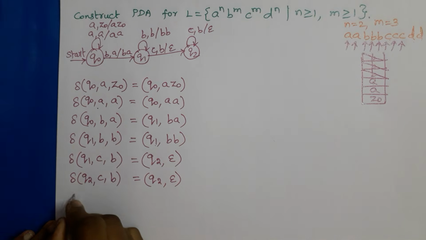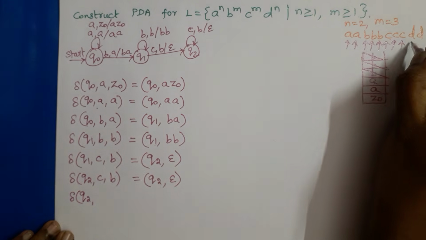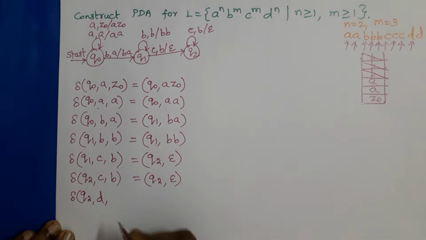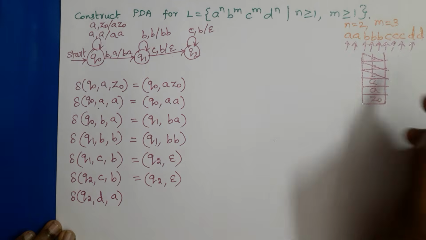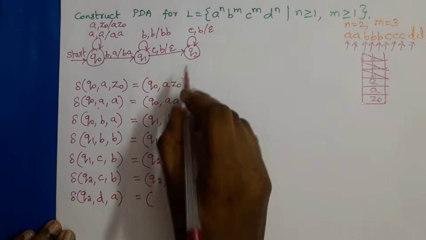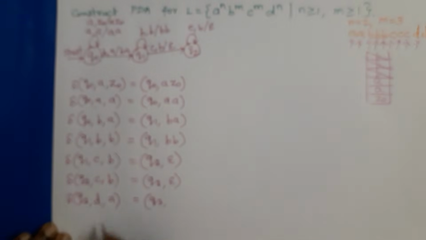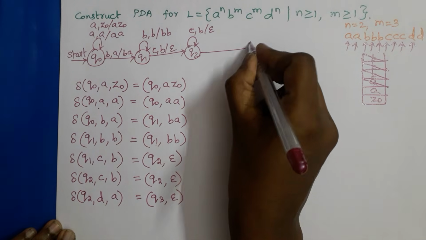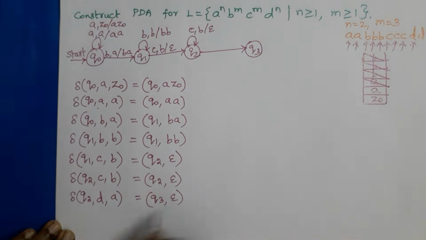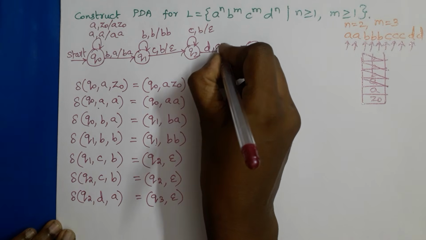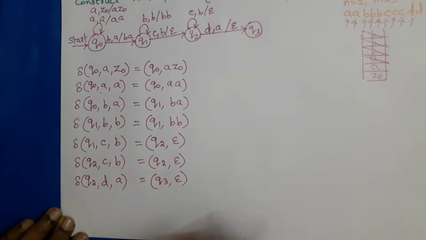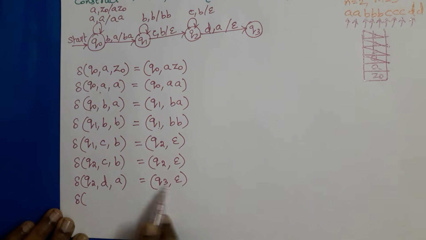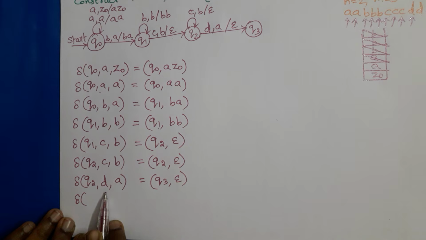Now we are in state Q2 and the current input is D. Now the top of the stack is A. D's must be matched with A. So we need to go to the next state Q3 and do a pop operation. So this A is popped from the stack. So Q2 to Q3, draw an edge, and that edge must be labeled by D comma A slash epsilon. This is for popping one A. For the first D we are popping one A. So that step is indicated by Q2 to Q3.